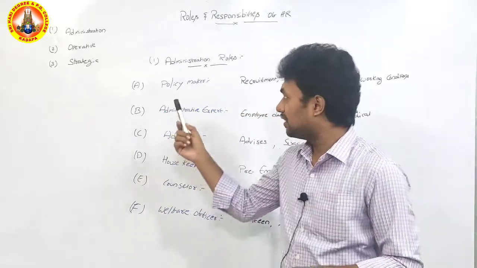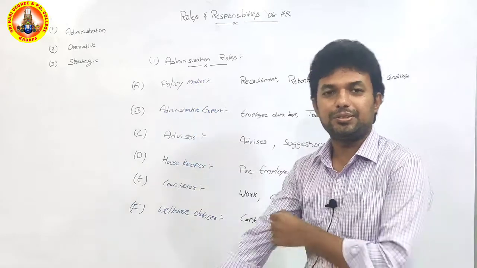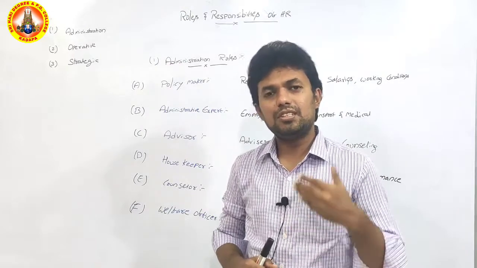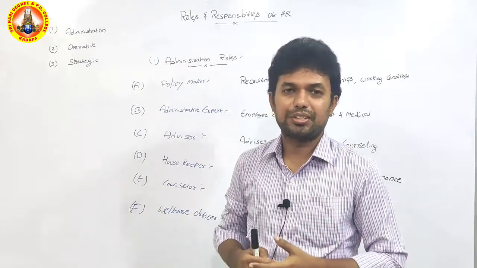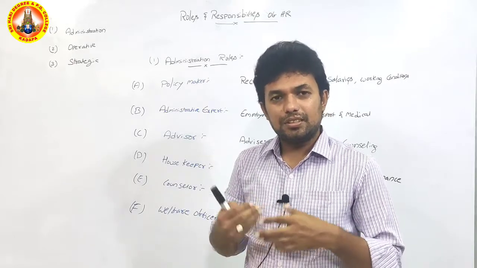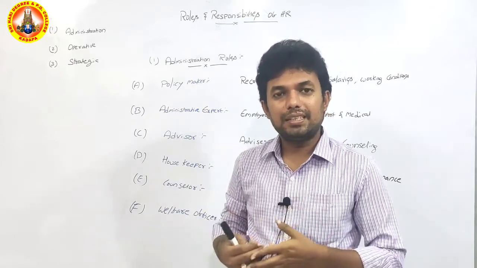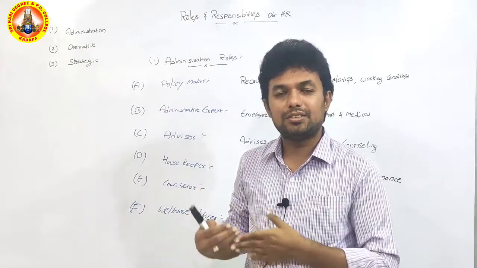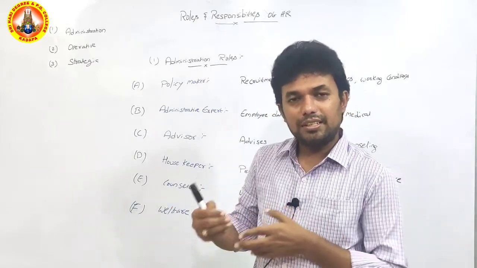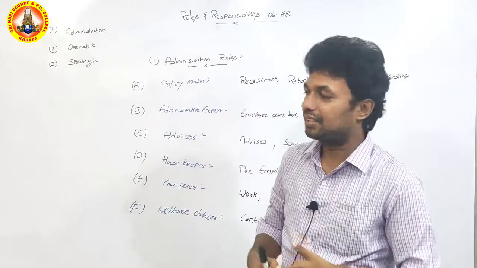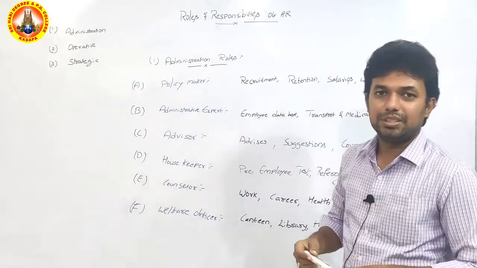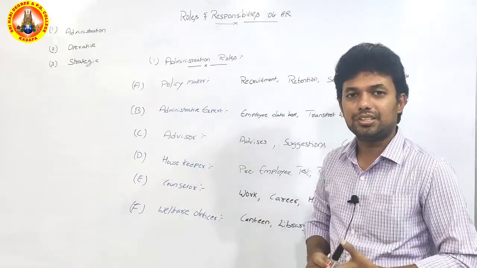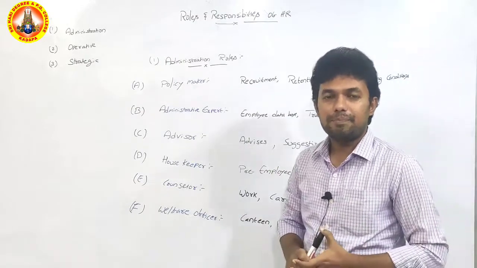First of all, I would like to explain the administrative roles. Here the HR manager plays a key role in the administration. First, let me explain administration: a group of individuals who are in charge of making or creating and influencing the rules, regulations, and procedures. That is the meaning of administration. There are nearly 6 types of roles that come under administration. The first one is policy maker.